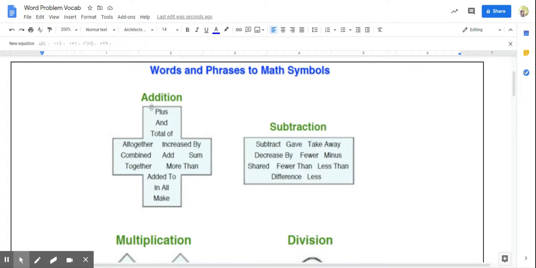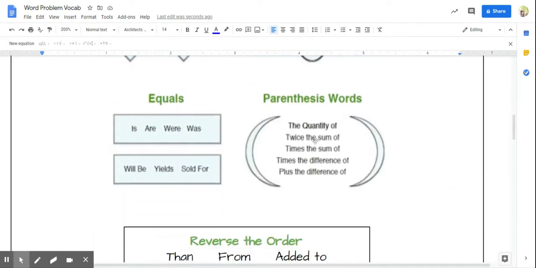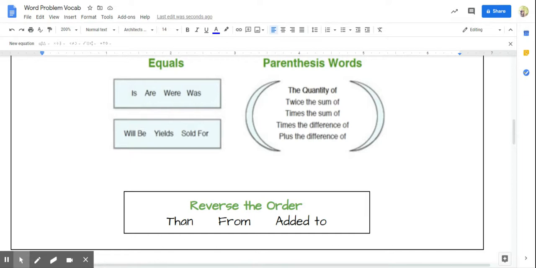So all of these words represent addition. All of these words represent subtraction. These words represent multiplication, division, equals, parentheses, and then these words mean to reverse the order. We use these for addition and subtraction. For addition, since it's commutative, the order is not as important, but we definitely need them for subtraction where it's not commutative and the order does matter.